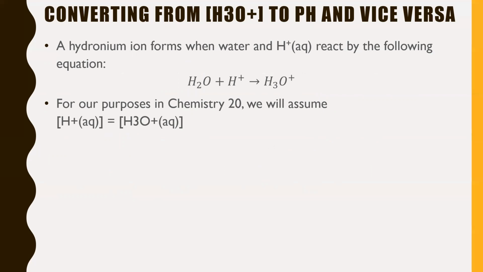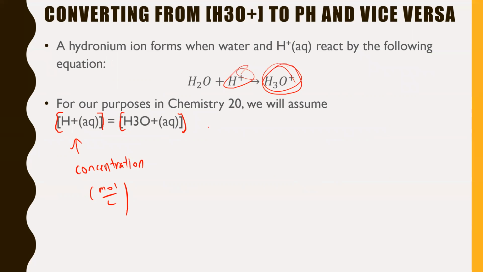Now here's something really important: converting from H3O positive concentration to pH and vice versa. Just an FYI, when you see something in square brackets, like H positive or H3O positive in square brackets, that just means the concentration, and that's always measured in moles per liter. A hydronium ion forms when water and H positive react by the following equation: H2O plus H positive becomes H3O positive. For our purposes in Chemistry 20, we're just going to assume that these are the exact same thing, okay?